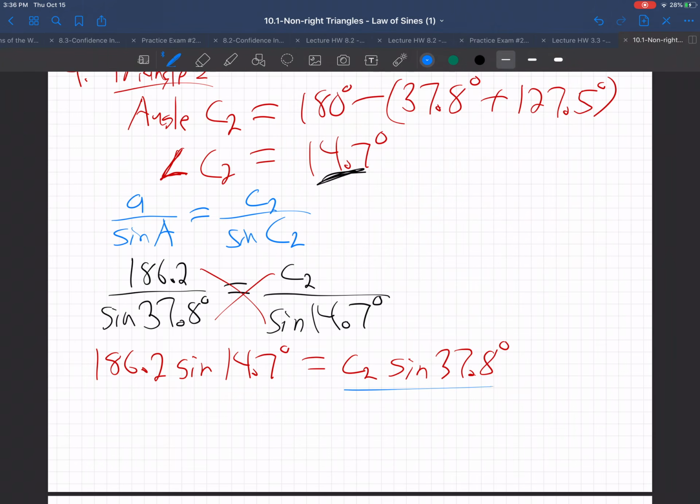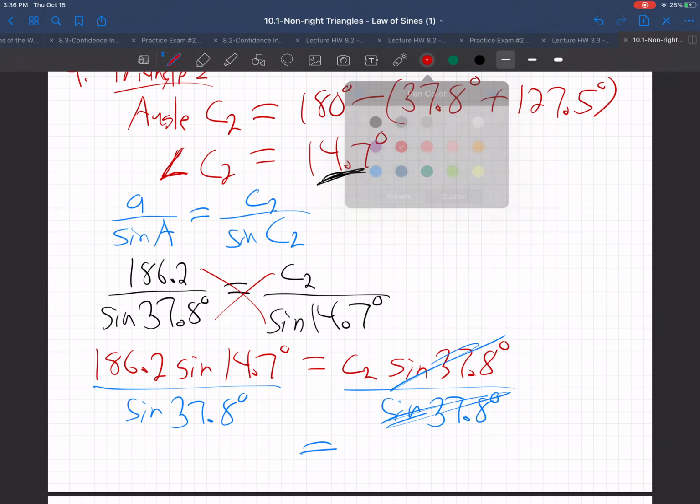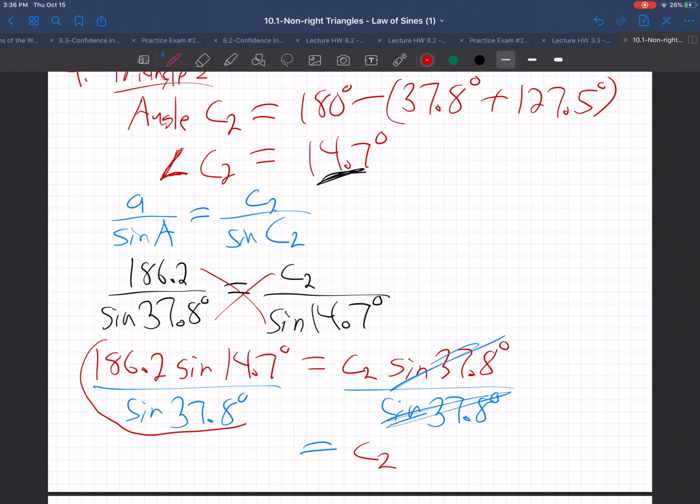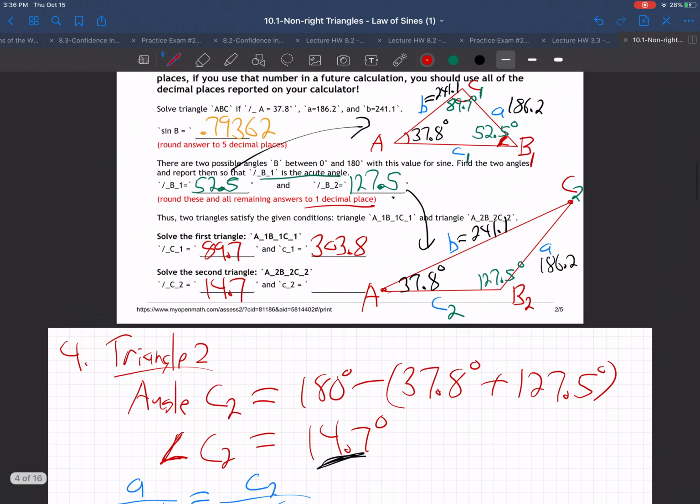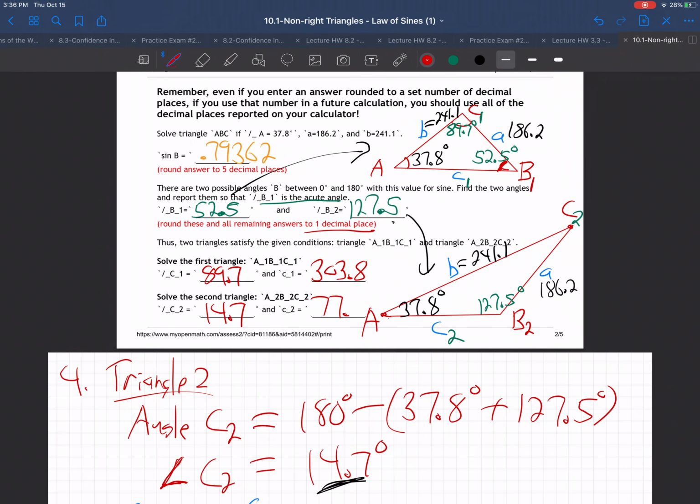Let's finish solving for c2. Divide by sine of 37.8 degrees, both sides. Boom, boom. Little c2 is alone. It's going to be all of this on our calculator: 186.2 times the sine of 14.7 divided by the sine of 37.8. Make sure you're in degree mode. 77.1. Oh, it was 0.09, so it rounds to 77.1. They said one decimal place, 77.1.